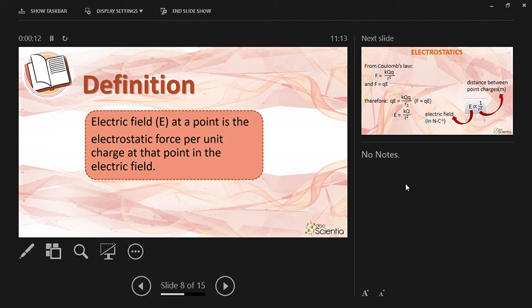Okay. En hulle begin daarso met 'n definisie wat sê die elektriese veld, en ons stel dit voor met 'n letter E, by 'n punt is die elektrostatiese krag per eenheidslading by daardie punt in 'n elektriese veld. What? Let's unpack it as we go. Okay, so when we are looking at the electric field, it means that you are looking at a space. Jy kyk na 'n plek en jy sê op daai plek sal 'n lading 'n sekere hoeveelheid krag ervaar.